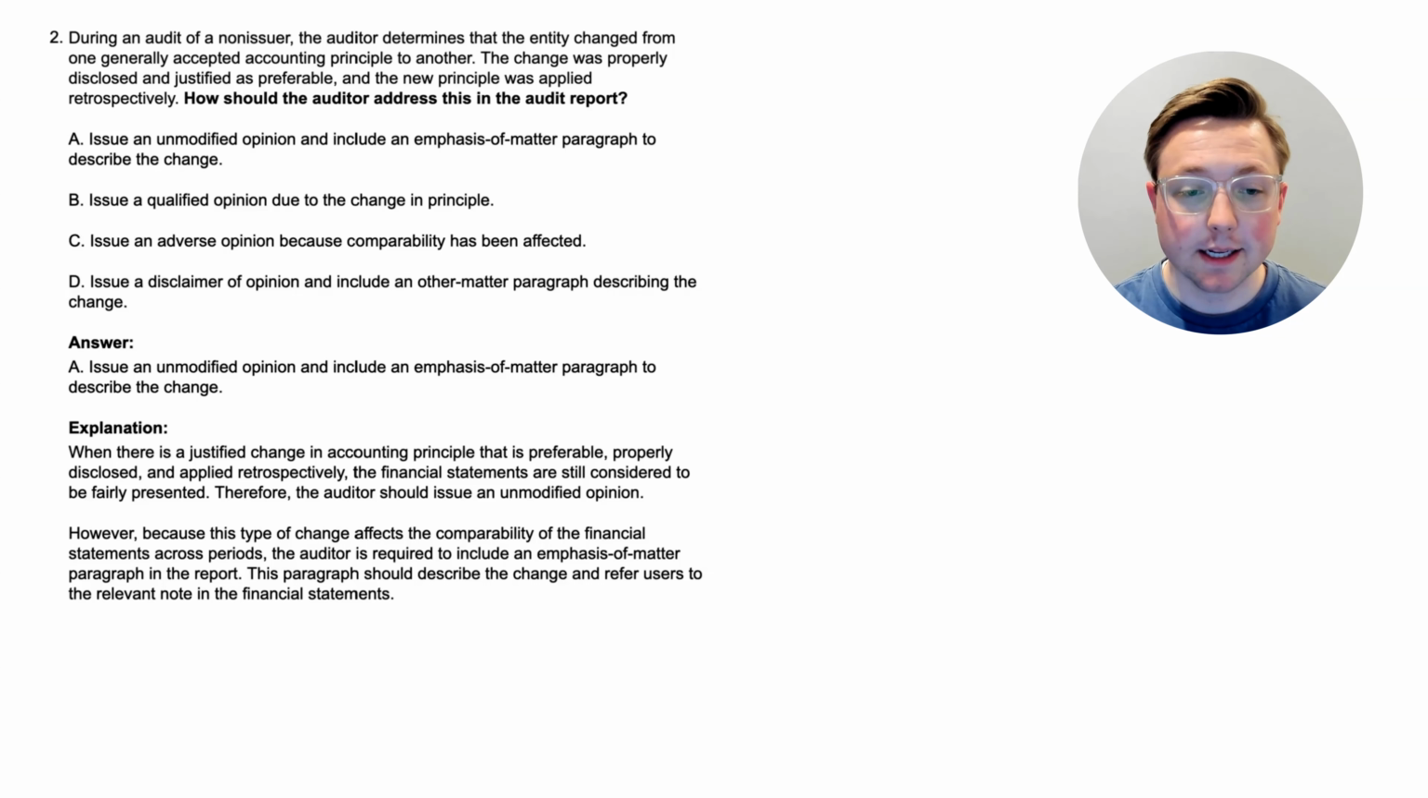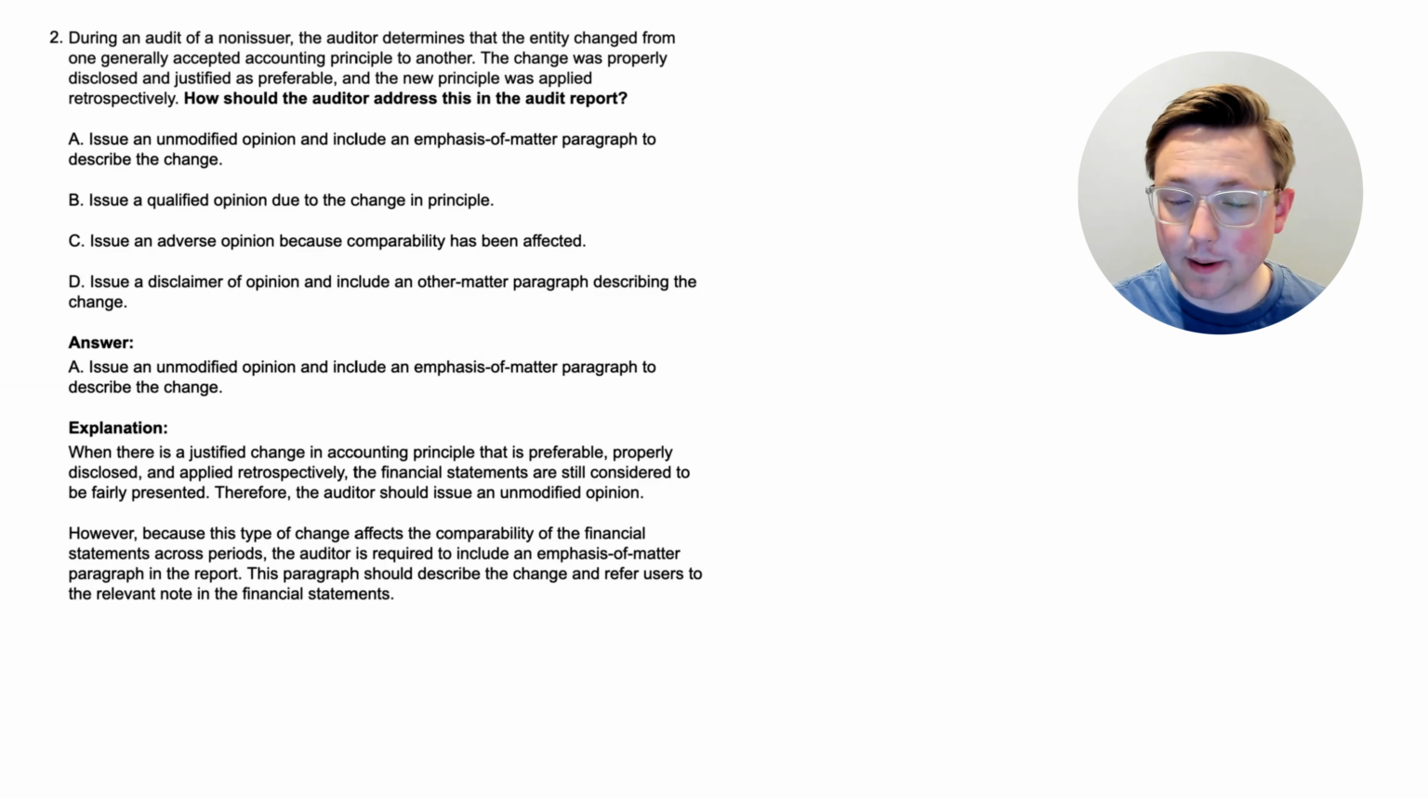All right, here we are at the answer. A, issue an unmodified opinion and include an emphasis of matter paragraph to describe the change. So in these specific situations, when there is a justified change in accounting principle that is preferable, properly disclosed, and applied retrospectively, the financial statements are still considered to be fairly presented. Therefore, the auditor should issue an unmodified opinion.